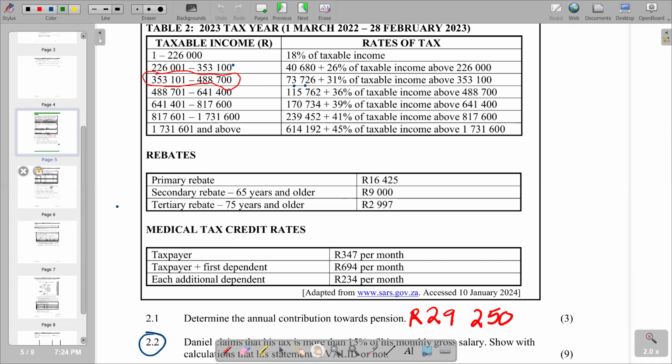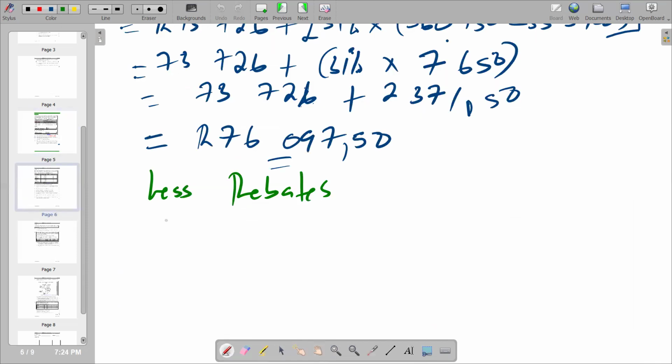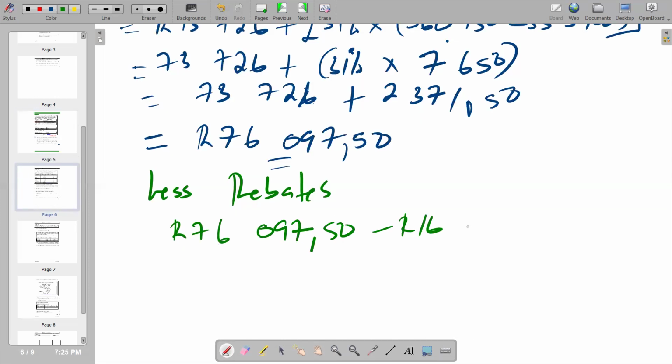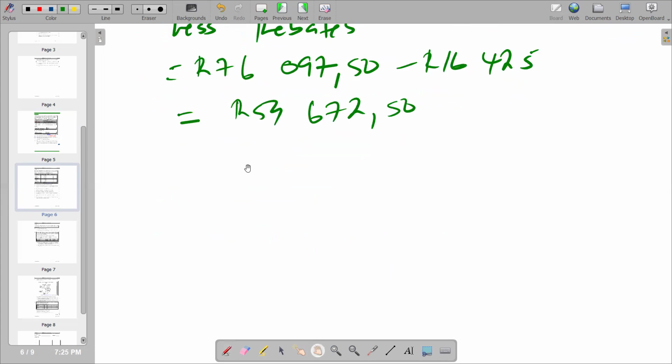So basically, we come here now. We say it's now 76,097.50. And then we subtract, we can just refer back to the figure, 16,425 rands. So we do subtract there. We see that the figure that we're supposed to get there becomes 59,672.50. So basically, this is the figure that we are getting there.